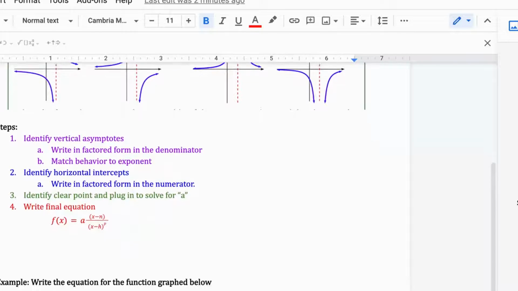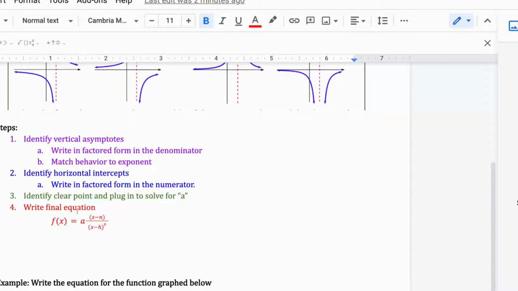So the last thing that we need to do is solve for a. So a is the number in front of our fraction, basically our rational function. This right here is the vertical asymptotes at the bottom, horizontal intercepts up top. I need to find a. So what is it stretching by?